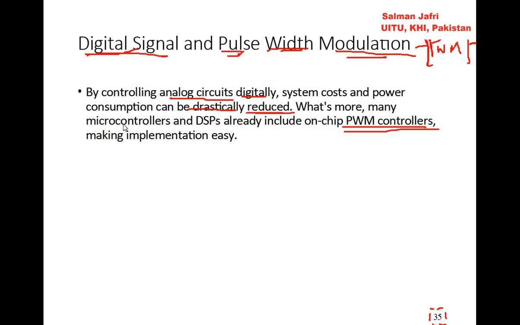What's more, many microcontrollers and DSPs already include on-chip PWM controllers, which are called PWM modules, making implementation easy. Right? So the accessories of PWM controllers are already included, which you can just program and configure for a particular mode of operation of pulse width modulation, PWM. So in a nutshell, we can say that PWM is a method of converting from digital to analog. So this is one way of putting PWM together.